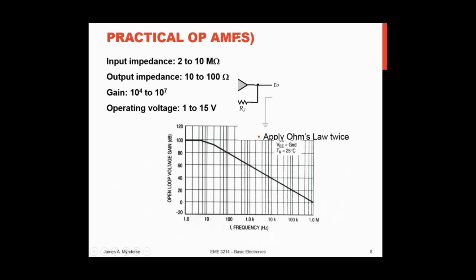Okay. A couple other practical considerations. Input impedance 2 to 10 megohms, those are slightly different numbers than we saw before. They're high. Output impedance 10 to 100 ohms, gains 10 to the 4th, 10 to the 7th. Operating voltage 1 to 15 volts, and typically we want to supply a plus and minus, say plus 10 and minus 10 volts, so we can get positive and negative outputs from that device.